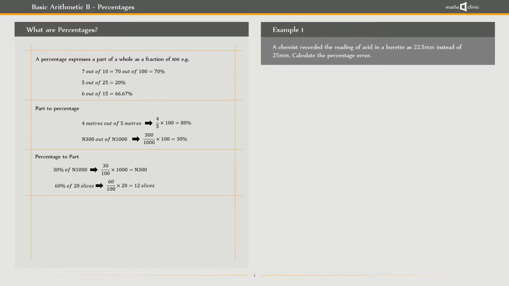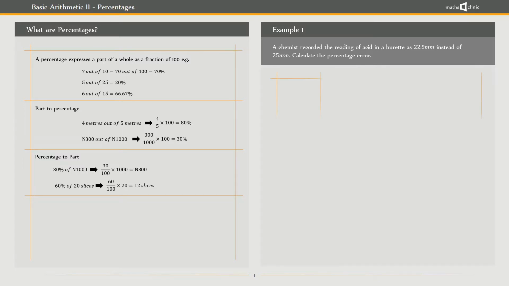Example 1 says a chemist recorded the reading of acid in a burette as 22.5 millimeters instead of 25 millimeters. Calculate the percentage error. Okay, so basically we have this chemist and he recorded the wrong value. The correct value was 25 millimeters, but he recorded 22.5 millimeters. Now, there was an error there, and we've been asked to calculate the percentage error.